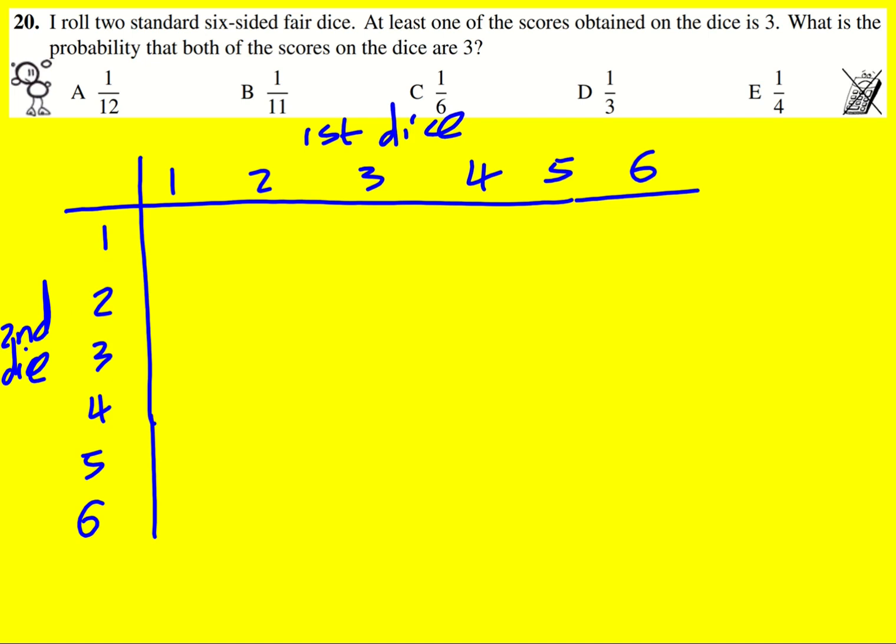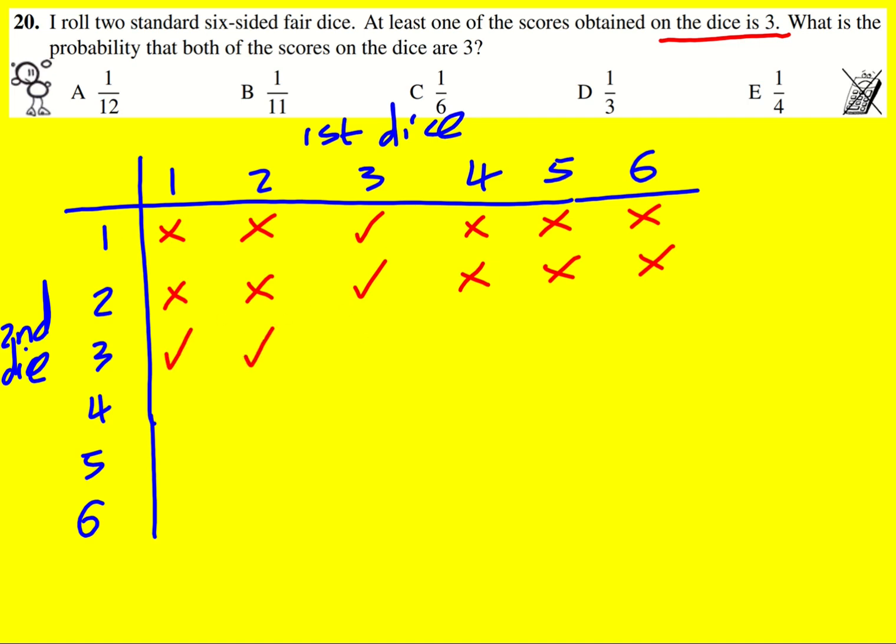But this is actually a conditional probability question because we're given an extra condition. At least one of the scores obtained on the dice is a 3, which means I can just rule all of these ones out. Okay, I'm not going to rule that one out. That's a possibility. But none of the ones I'm putting crosses by have got scores of 3. And the sample space works because every outcome is equally likely. So there's going to be 36 possibilities. They're all equally likely.